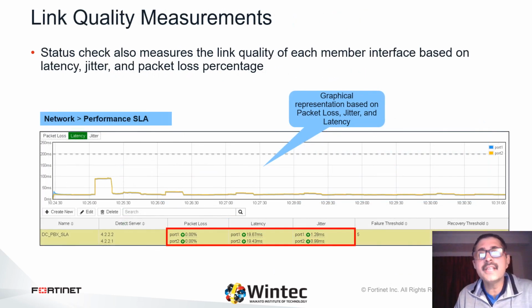Now, the performance SLA or the health check measures the quality of the link connected to the member interface participating in a performance SLA. 3 different criteria are used for this measurement: latency, jitter, and packet loss percentage. These values are used against the SLA criteria within the rules that are used to route traffic based on the link quality of each member. The packet loss, latency, and jitter that are displayed are based on the replies from the server that the performance SLA is using, averaged over a short time.